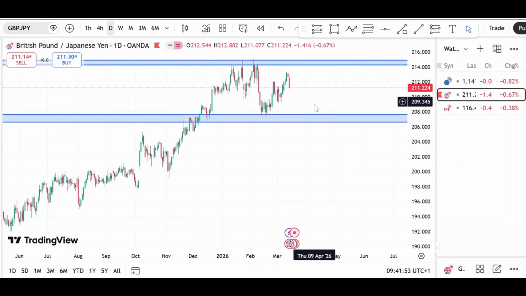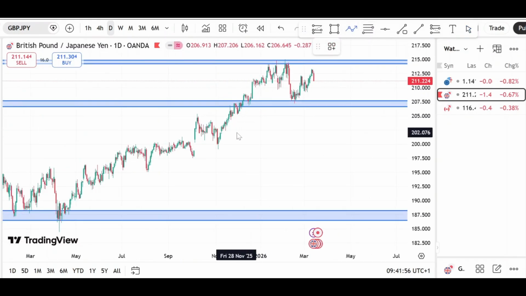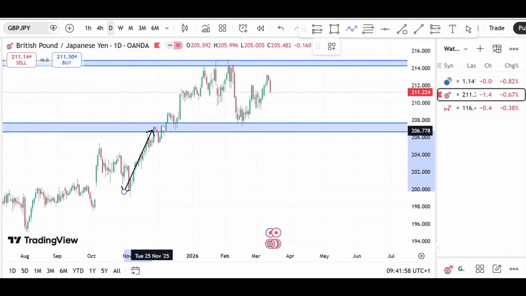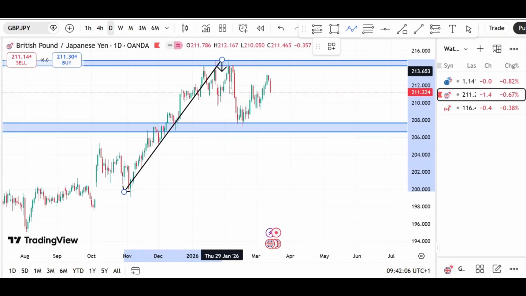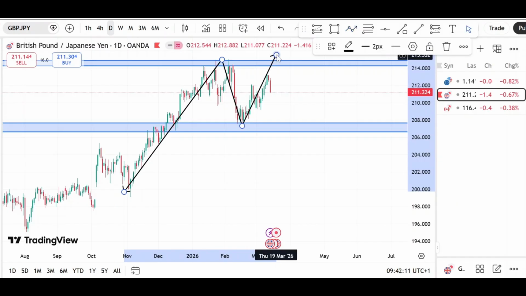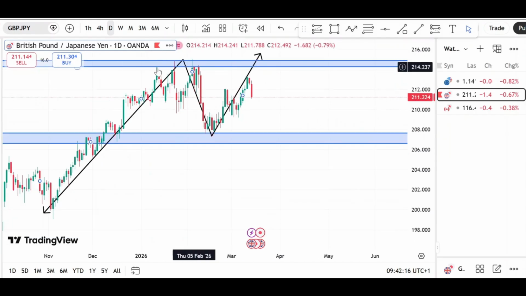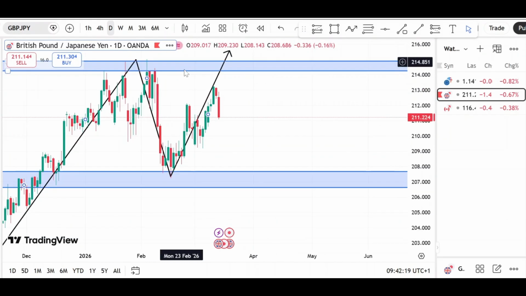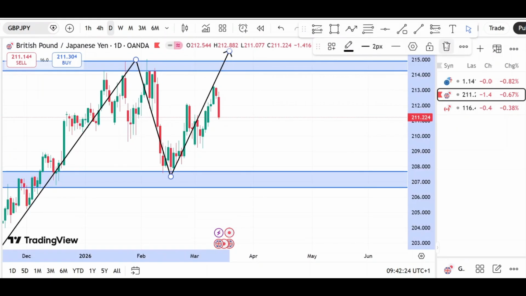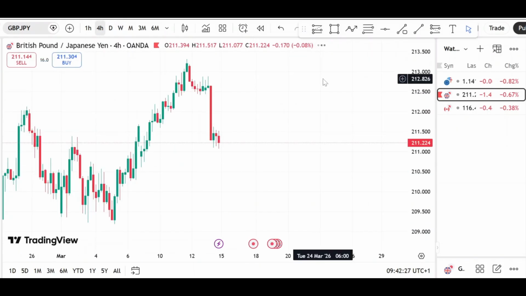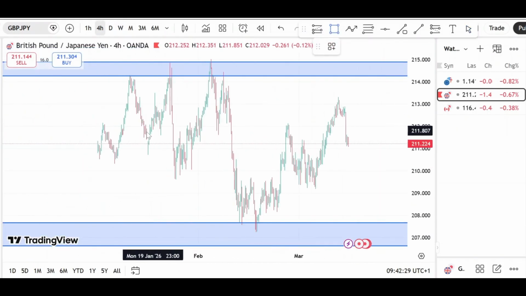Here in daily time frame, you are seeing that we have been in uptrend where the buyers managed to break the weekly resistance. Okay, break of structure to create higher high, higher low. We expect that the price will keep moving in an uptrend, but we are seeing that there is a lot of sellers on this weekly resistance. Let's go in the H4 time frame to see what's going on.